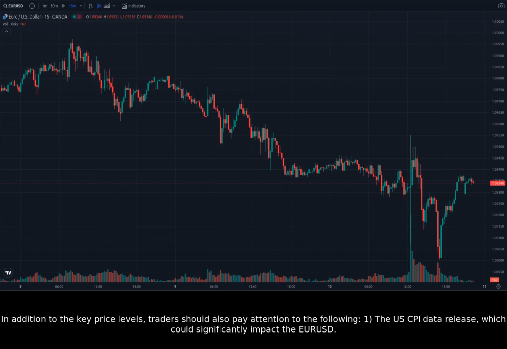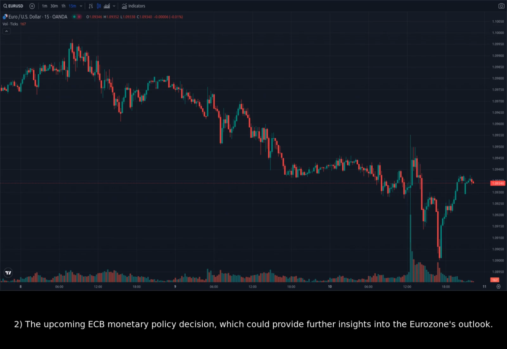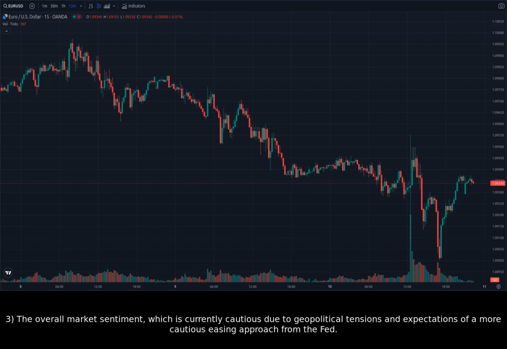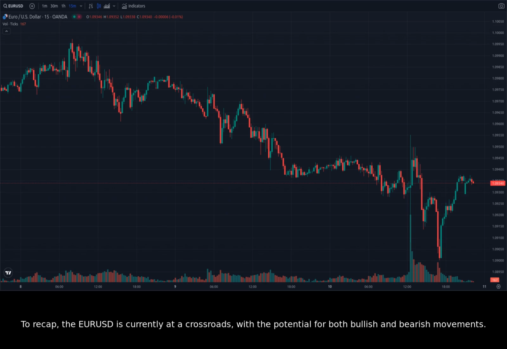In addition to the key price levels, traders should also pay attention to the following. 1. The US CPI data release, which could significantly impact the EURUSD. 2. The upcoming ECB monetary policy decision, which could provide further insights into the Eurozone's outlook. 3. The overall market sentiment, which is currently cautious due to geopolitical tensions and expectations of a more cautious, easing approach from the Fed.